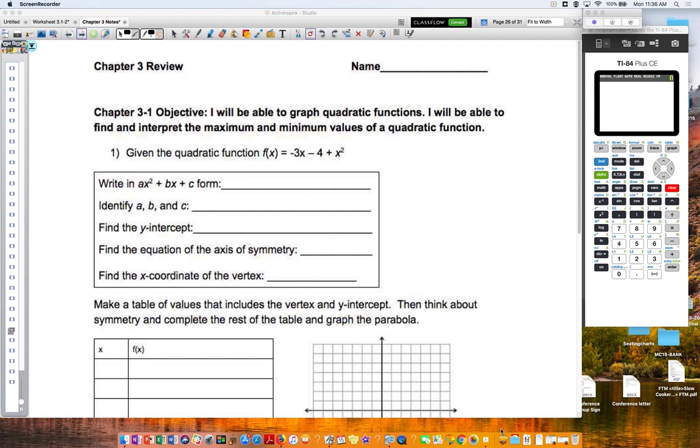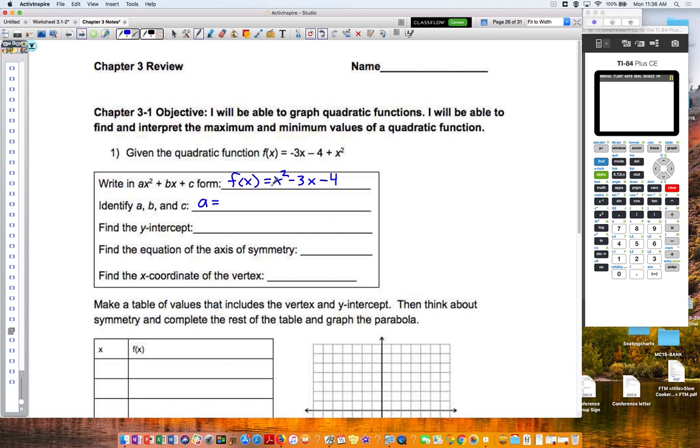On number one here, it says given this quadratic equation, f of x equals negative 3x minus 4 plus x squared. Hopefully you see that, oh wow, this is out of order. When we deal with quadratics, it's very important to get it in this ax squared plus bx plus c form. So I'm just rewriting my parabola here. Sorry about that, got to get into pen mode. Let me change colors too. So f of x equals x squared minus 3x minus 4.